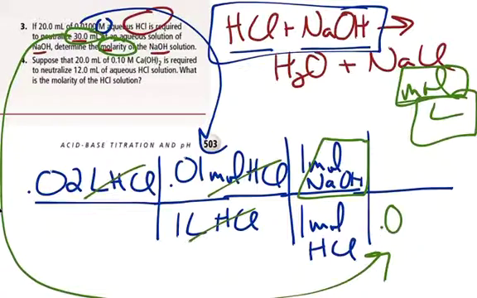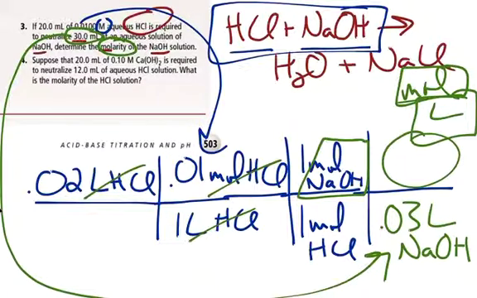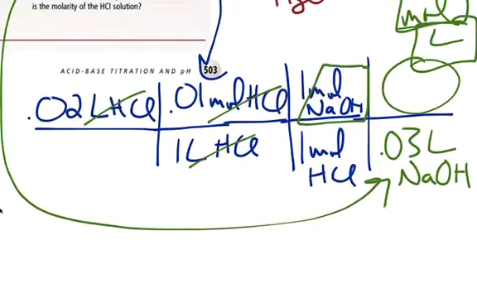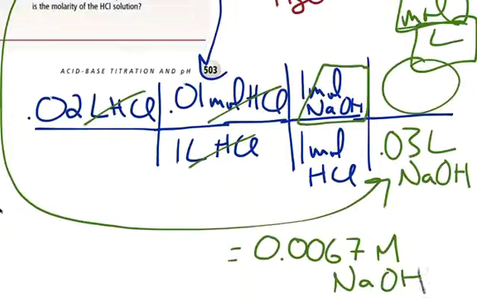So I'm going to put it on the bottom, 0.03 liters of NaOH, because that's the sample we took. Notice I have nothing on top, and that's okay. I'm just dividing by this value so I can get moles per liter. As long, again, as we know the units we're trying to finish in, we can do the calculation. So what I get is an answer of 0.0067 molar NaOH.